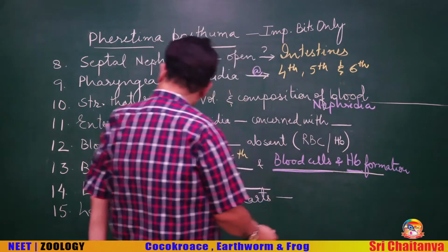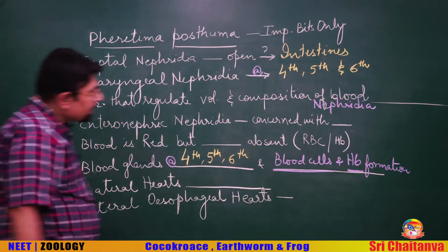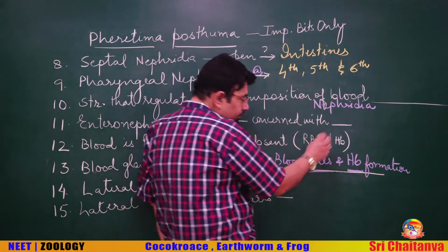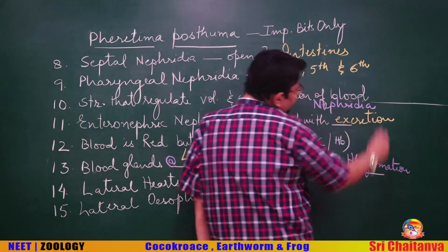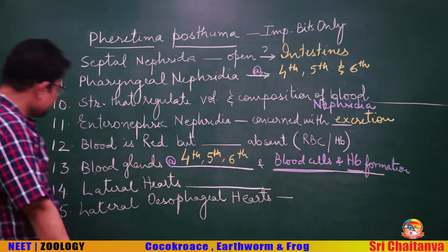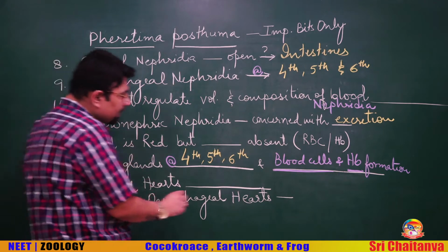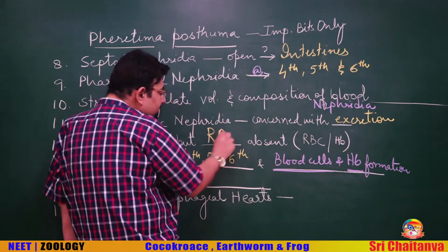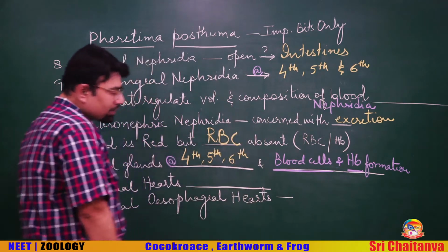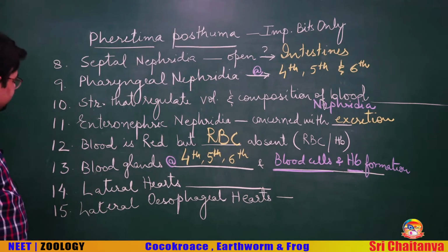Then enteronephric nephridia are concerned with excretion of nitrogenous waste. Blood is red in earthworm, but what is absent? RBCs or hemoglobin? Yes, the answer is RBCs are absent. It is hemoglobin which is responsible for red color.